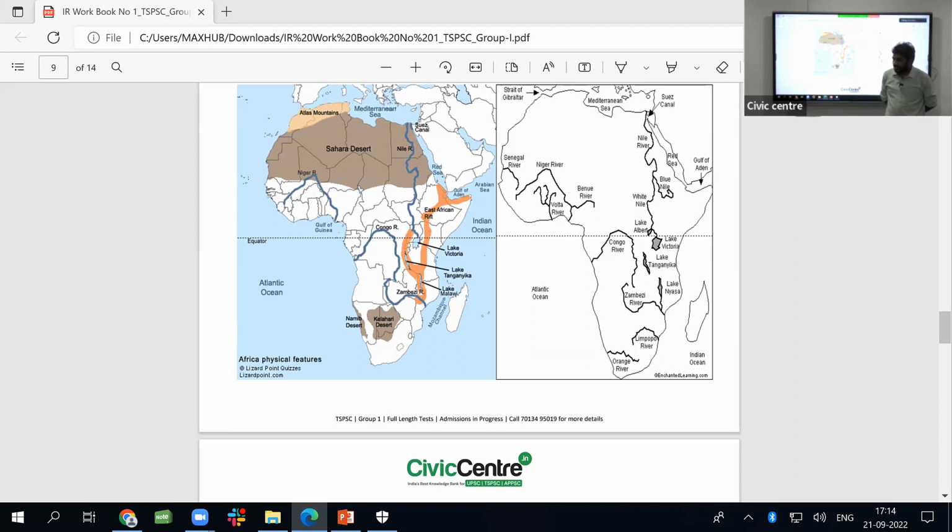Now look at the Niger River. The Tropic of Cancer is cutting this river twice. Don't you agree? The Tropic of Cancer is cutting this river twice.